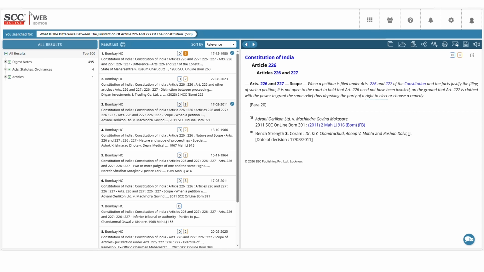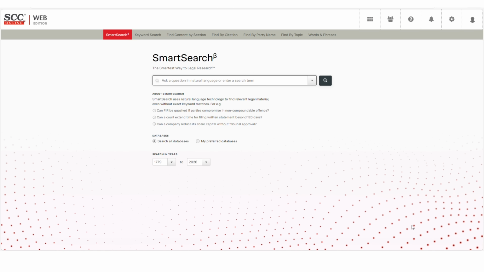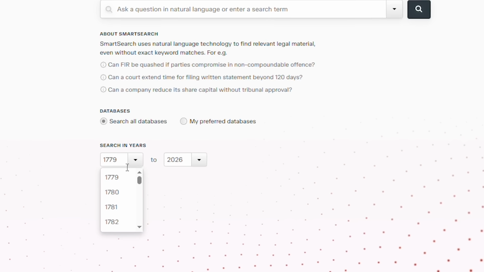The feature provides the most relevant results to aid the users in researching efficiently. Furthermore, the users can also determine how old or recent they want their results to be by determining the year range here.